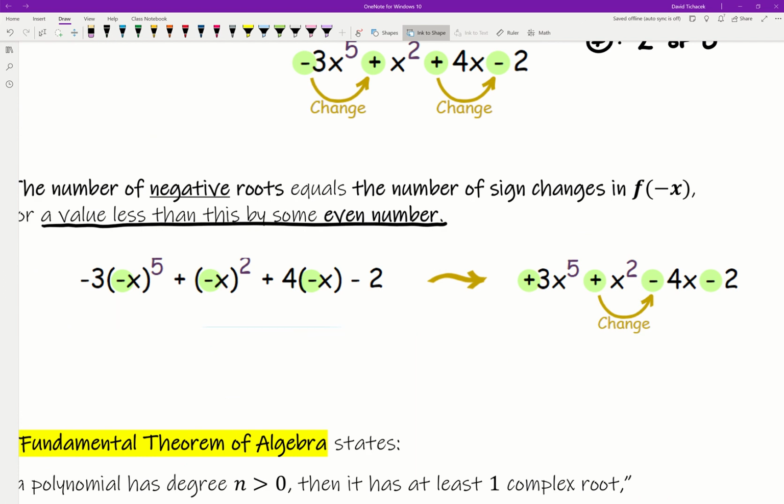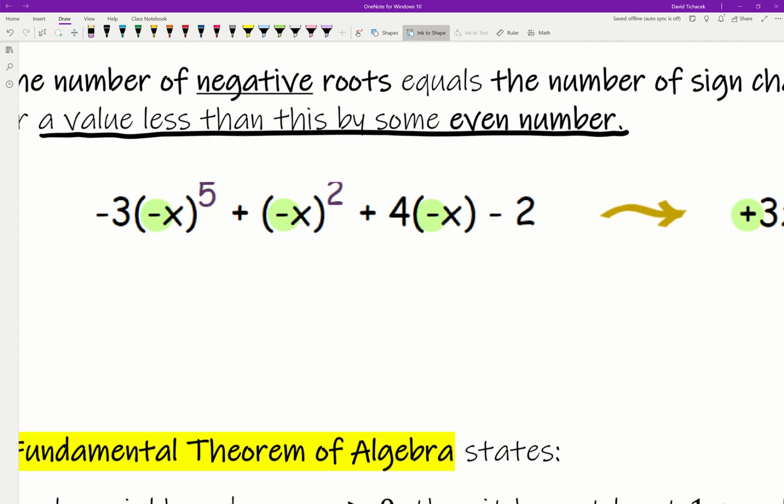An easy way to think about that, folks, would be if you plug in a negative x everywhere that you see an x, basically the sign is going to change on all the terms with an odd exponent, okay? So 5 is odd, so its sign is going to change to a plus. This over here, that is an exponent of 1.